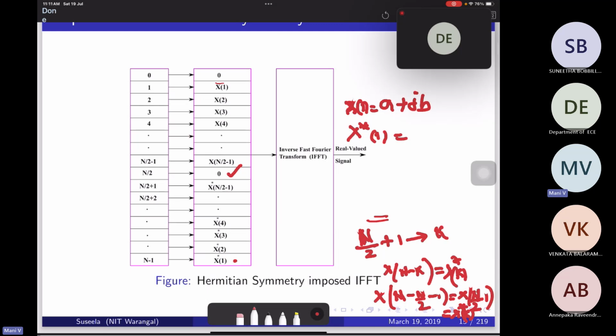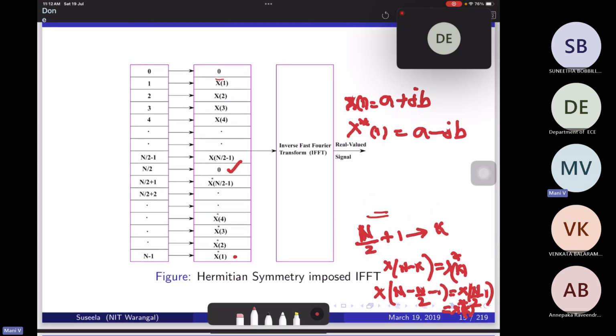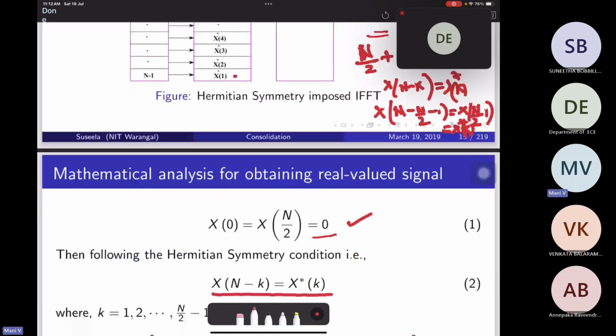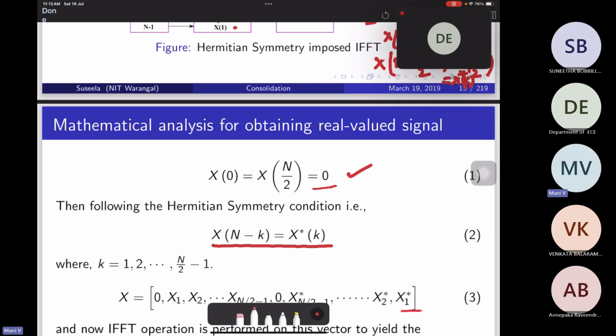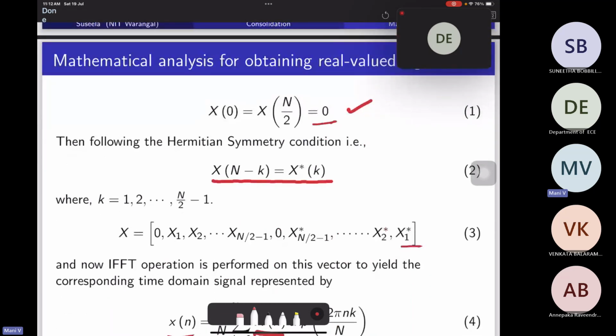Okay. So if you give this kind of Hermitian symmetry, what is our objective? Our objective is the output should become a real signal. So we will see how we are placing x of 0 as 0, and the middle of the carrier also I am placing 0, and the Hermitian symmetry condition is x of n minus k is x conjugate of k. Could you see that x of n minus k is simply x conjugate of k?